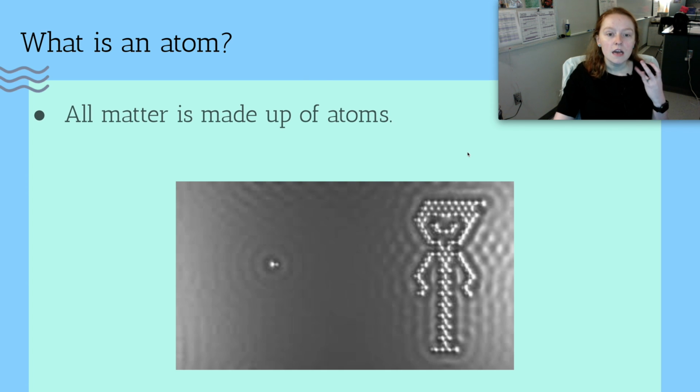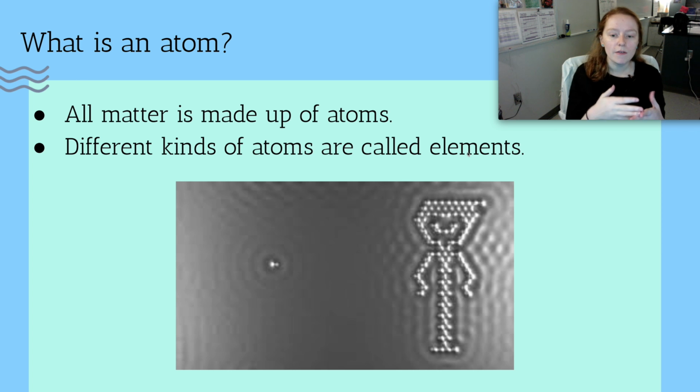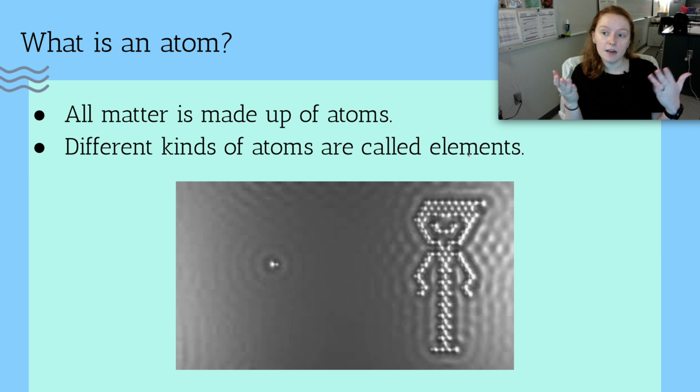First, let's talk about what an atom even is. Atoms are very, very tiny building blocks that everything is made up of. I'm made of atoms, you're made of atoms, every single thing is made of atoms. And different types of atoms are called elements.